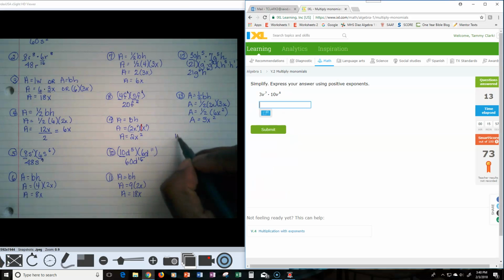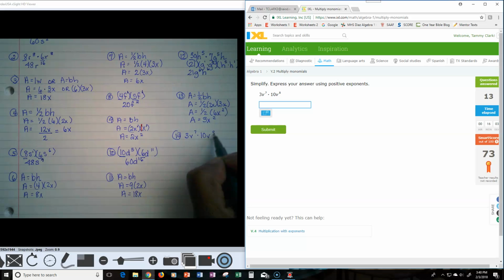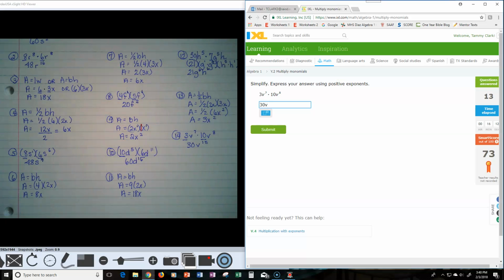All right, number 14. 3v to the 7 times 10v to the 8. Multiply your coefficients, that's 30. Keep your base of v, add your exponents, so it's 30v to the 15th power. Next, 9v to the 4th multiplied by 2v. That gives us 18. Keep the base of v. Add the exponents. V to the 4th times v to the 1st gives us v to the 5th. Not 15th, 5th.